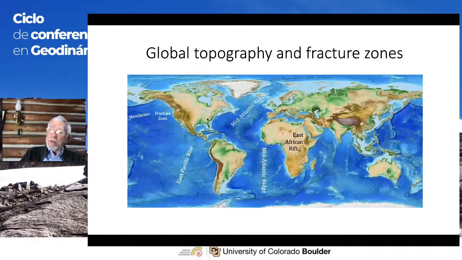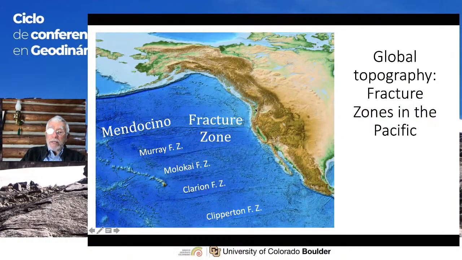Okay, that's seafloor spreading. Let's talk about fracture zones and transform faults. These were first recognized in the Pacific. So here's a map, Western North America. The Mendocino is the famous one. Fracture zones are big, long features that cross the ocean floor that are topographically disrupted, hence the word fracture. But they're long and straight, as seen by the features shown here in this relief. They therefore were thought to be strike slip faults.